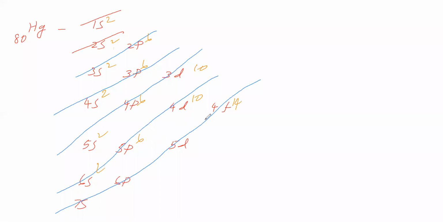This is the configuration. The first shell is 1s2. The second shell is 2s2 2p6. The third shell is 3s2 3p6 3d10. The fourth shell is 4s2 4p6 4d10 4f14. The fifth shell is 5s2 5p6. Now we will count the electrons once more.